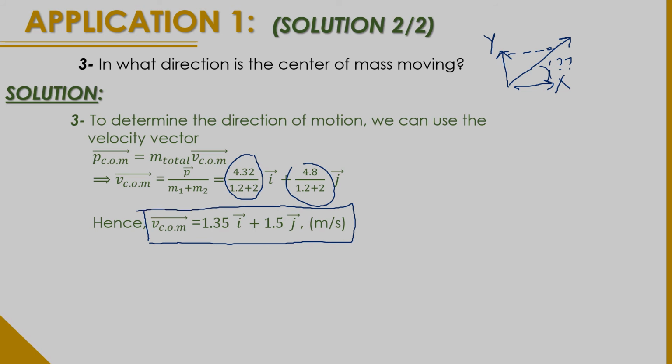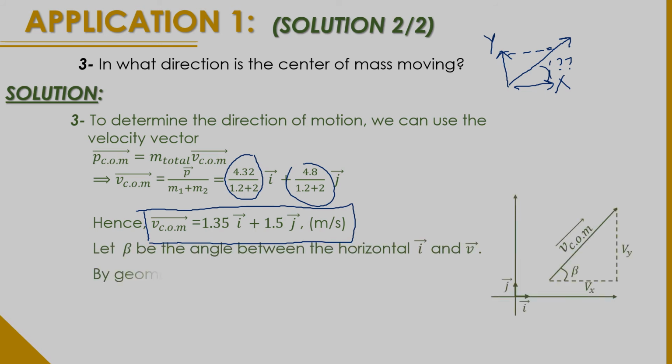In order to find the direction, we remember from grade 11 or from previous math classes that direction can be determined by the angle formed with the x-axis, or the abscissa, or the horizontal. So if you look at the figure to the right hand side, you notice that Vx and Vy are drawn. Angle beta here, which is the angle between the horizontal and the center of mass, can be calculated by using trigonometry.